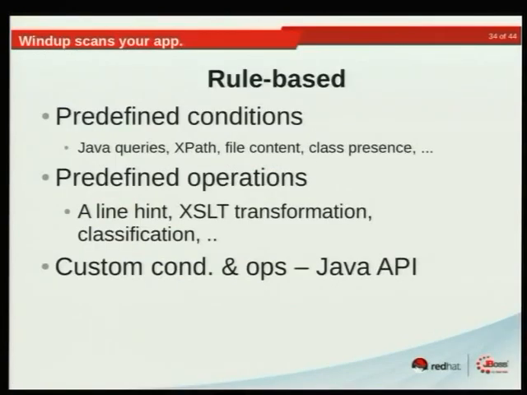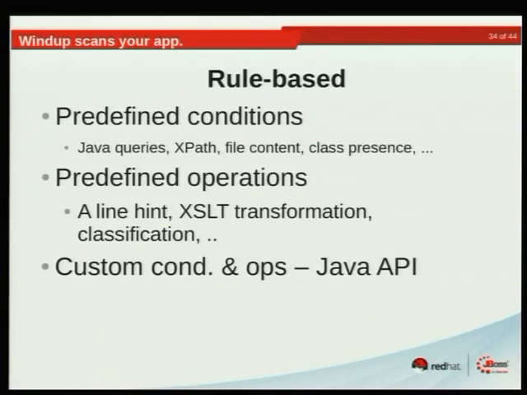The rules contain predefined conditions, which, for example, can be Java queries to the AST. As I told you, Windup decompiles Java classes, or you can also scan source code. In that case, you can query the Java sources for particular constructs, or you can scan XML files with XPath, but these are just those we already implemented. You can implement any condition you like.